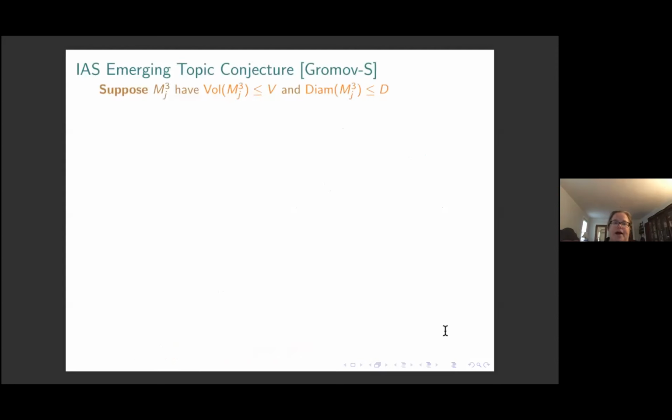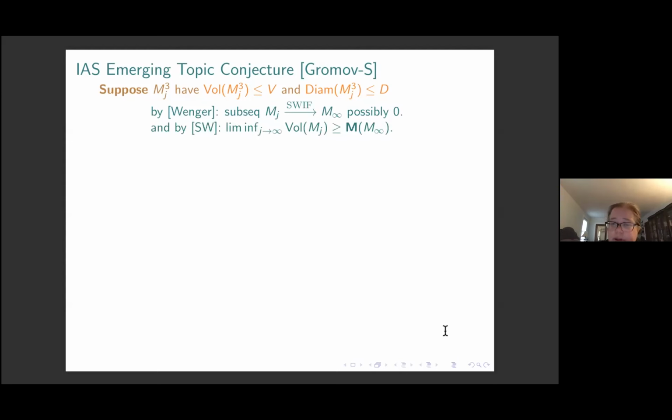All right, so let's go back to this conjecture I mentioned in the very first talk and what we can say now that we know all this information. In the first talk, we said, suppose we have three-dimensional manifolds and the volumes are bounded above and the diameters are bounded above. And then by Wenger's compactness theorem, a subsequence converges in the Swift sense to some integral current space, which might be zero. And we know from my joint work with him that the volume of M_j will be bigger or equal to the mass of the limit. And we know that if M infinity is not zero, it's rectifiable.